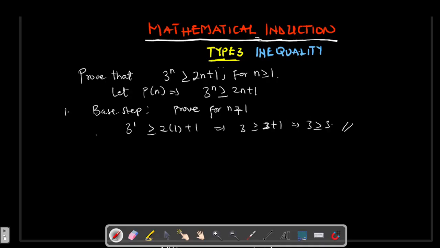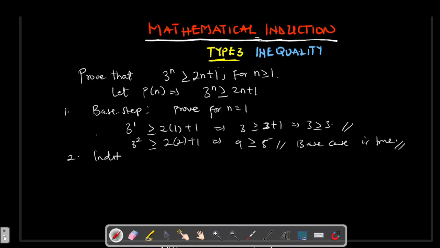If we went ahead to test for n equals 2, we realize that we get 3 to the power 2 greater than or equal to 2 multiplying 2 plus 1. This gives us 9 greater than or equal to 5, right? And that means the base case is true. So if the base case is true, what do we do? We move to the induction hypothesis.